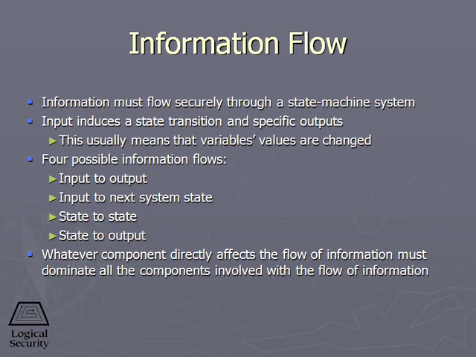So again, the two things to remember about the information flow model is information must flow securely through a state machine system, and we recognize that these transitions will be only four in nature. They will be input to output, input to the next system state, state to state, and state to output. Those are the only four ways that information can flow through a system. And as long as we can ensure that that flow is secure and we perform that flow on a state machine, which defines the states are secure, we know that we have a secure system. And again, now we can implement higher level security mechanisms.